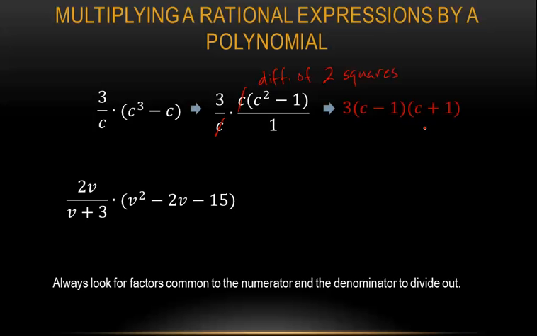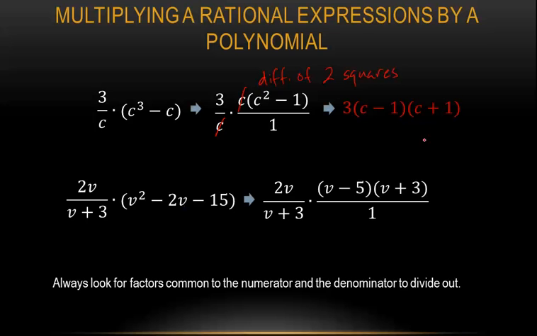Okay, here's a second example that's a little more involved. So I see that I do have something to factor here, this polynomial. I'm going to factor that into a product of 2 binomials, and also put it over 1. So here it's nice and factored out. I haven't multiplied anything yet.